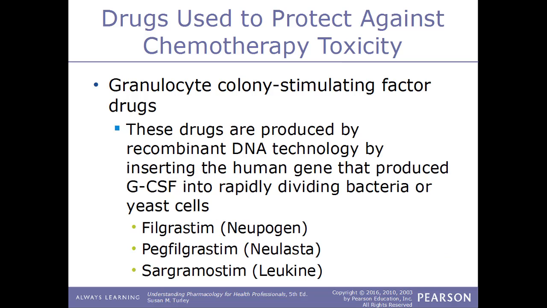Now, these drugs are produced by recombinant DNA technology, by inserting the human gene that produces granulocyte colony stimulating factor into rapidly dividing bacteria or into yeast cells. Some examples of this kind of drug would be filgrastim, also known by the brand name Neupogen, pegfilgrastim, also known by the brand name Neulasta, and sargramstim, also known by the brand name Leukine.